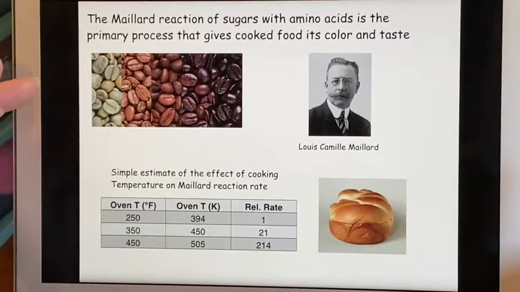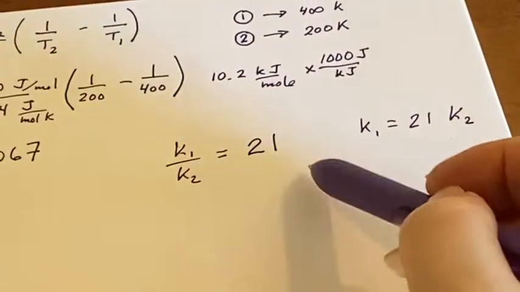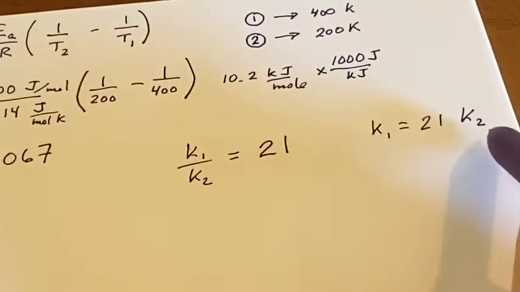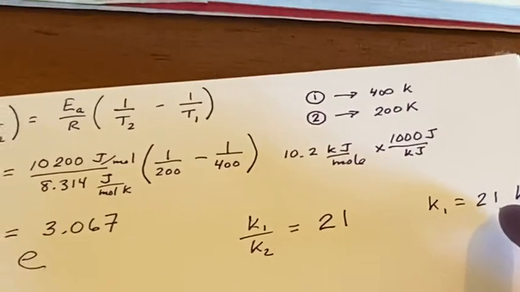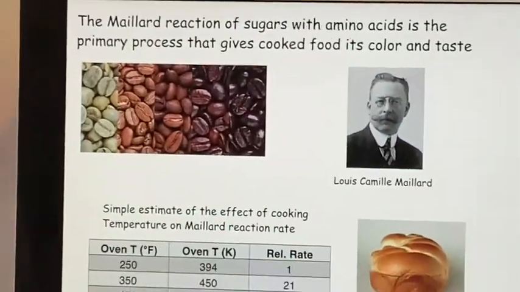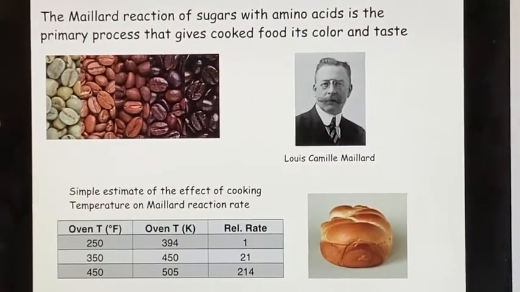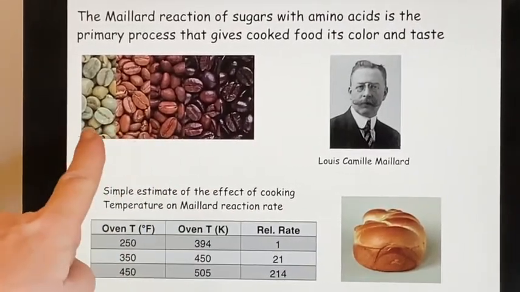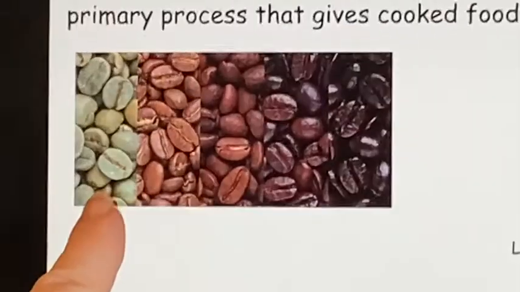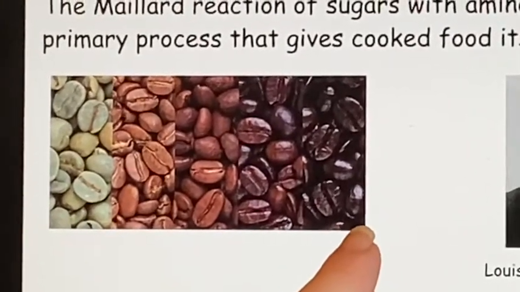The thing that we just did, where we did what multiplicative factor there was involved in the difference in reaction rates over a temperature range, is something that helps explain what's going on in a lot of cooking. I have two examples on here. The first one is with coffee beans, and we have here uncooked coffee beans to the extremely dark roasted ones.